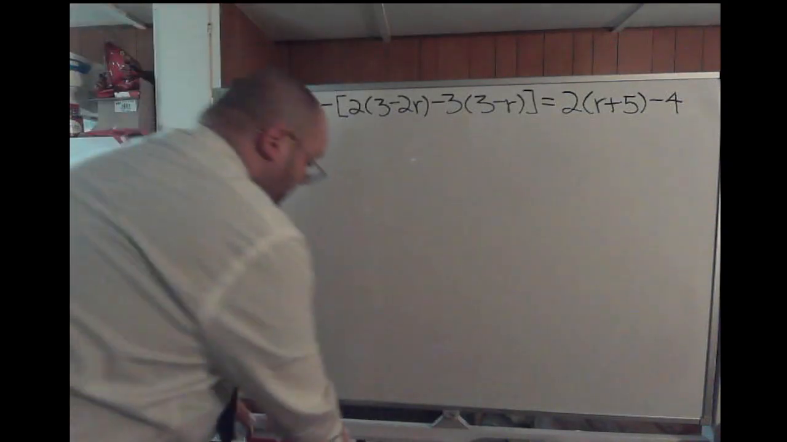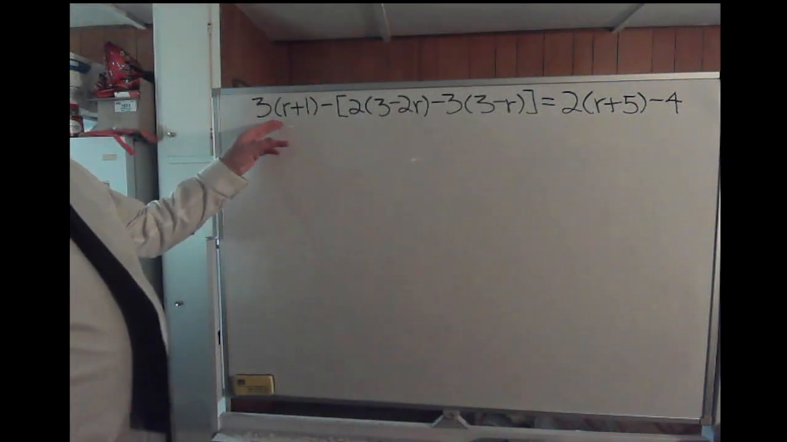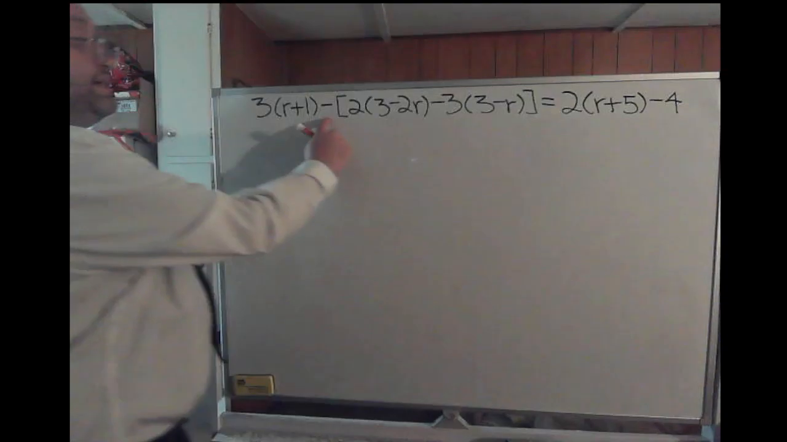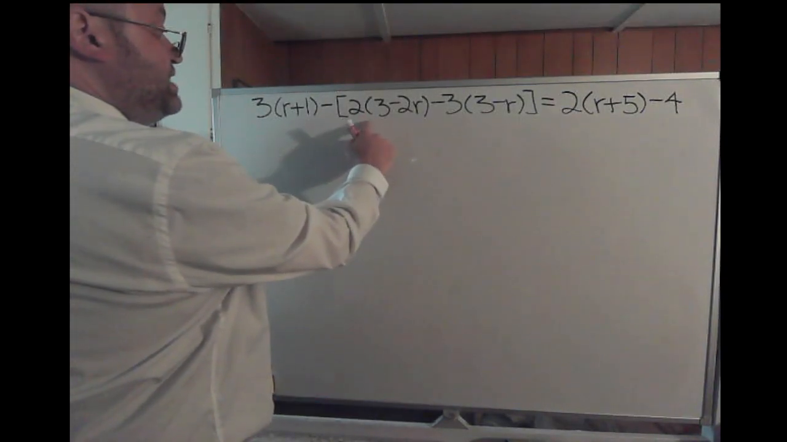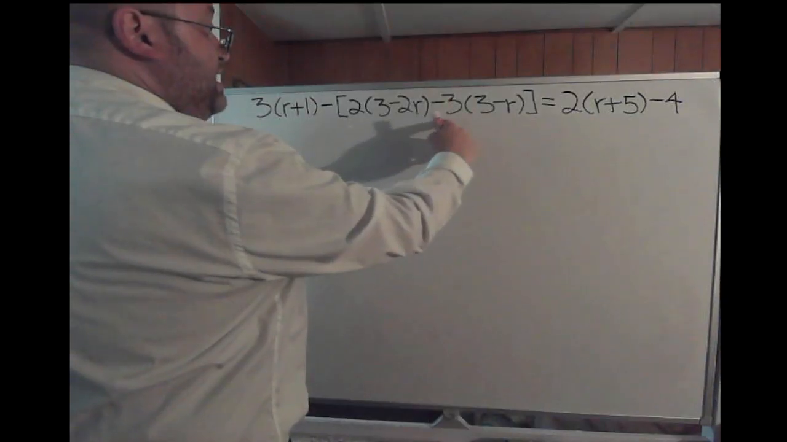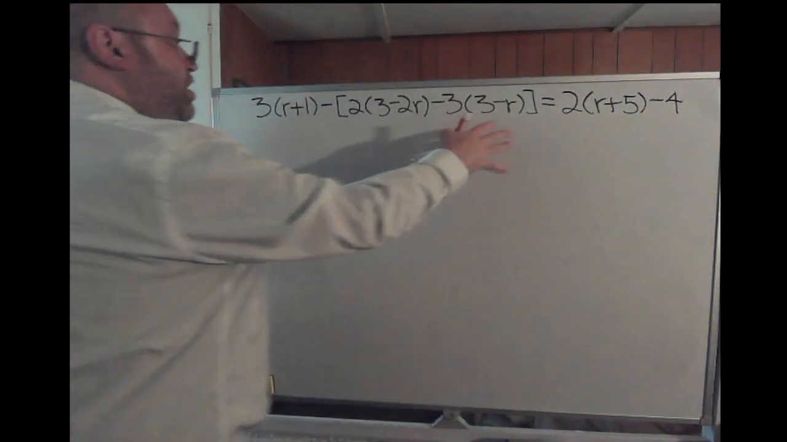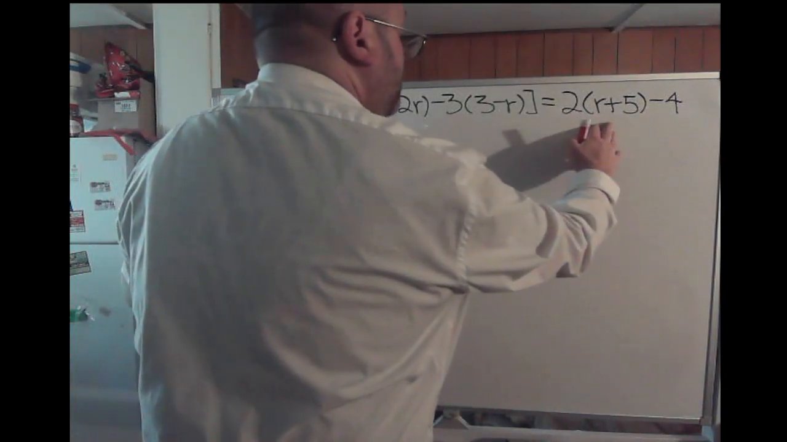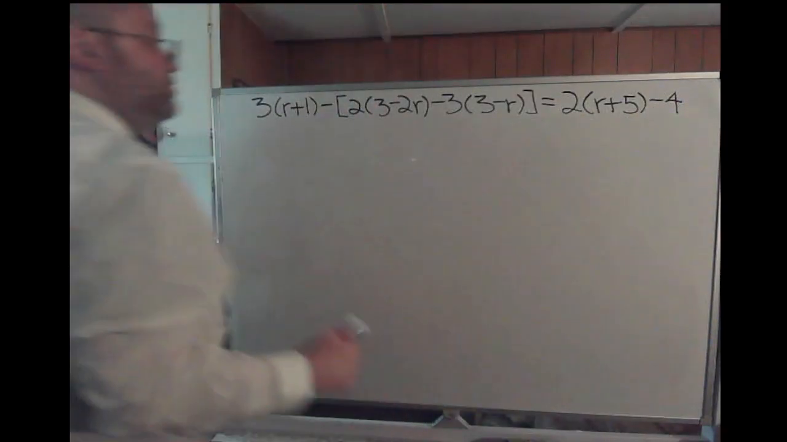We've come to this problem here. So we have 3 times the quantity of r plus 1 minus the whole thing in brackets 2 times the quantity of 3 minus 2r minus 3 times the quantity of 3 minus r. All this whole thing is equal to 2 times the quantity of r plus 5 minus 4.